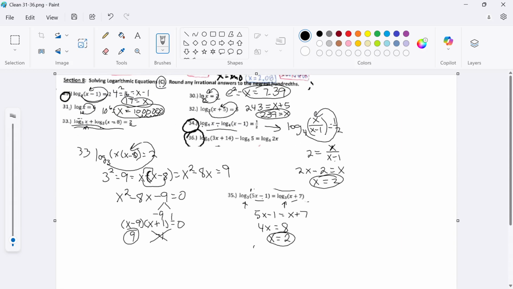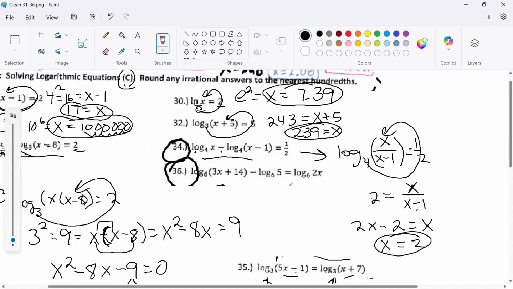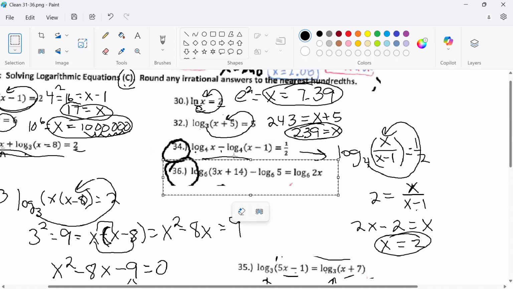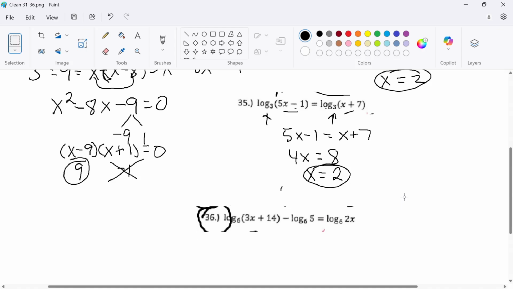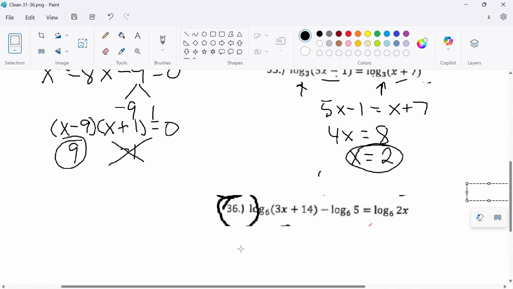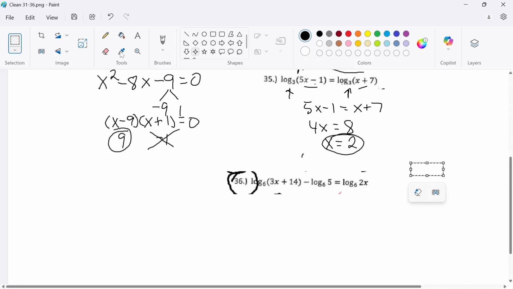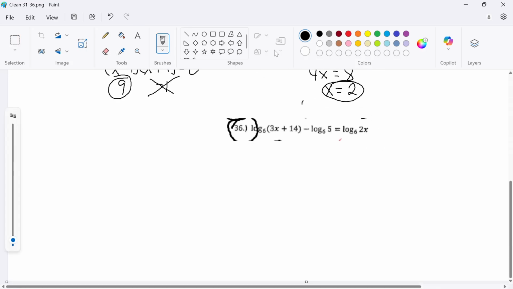How many more of these are there? That was 35. Okay, I guess I just have to do 36. I will pull it down here. 36. Go somewhere down here.